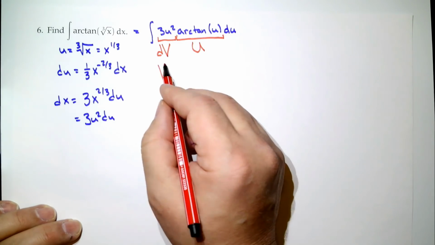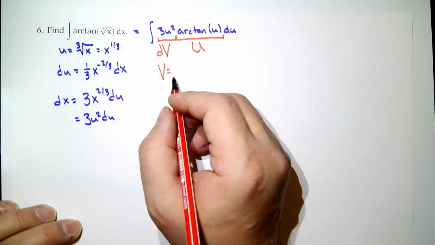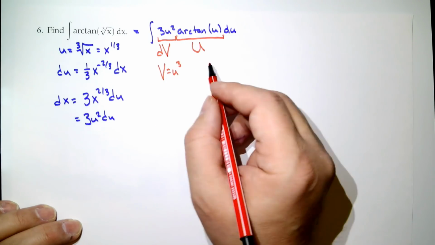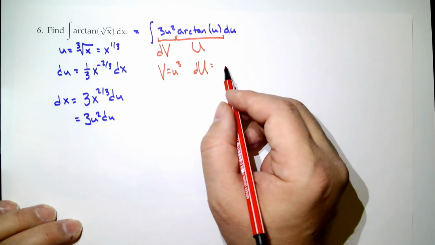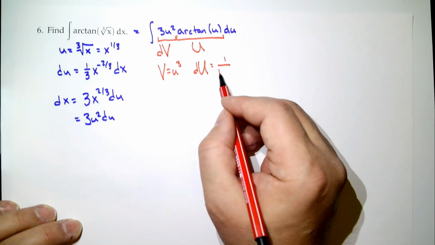So what is capital V? U cubed. And what is d capital U? Derivative of arctangent. 1 over 1 plus u squared.